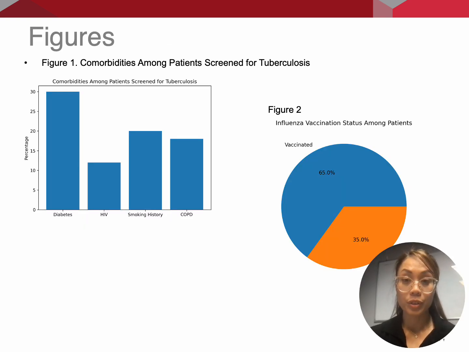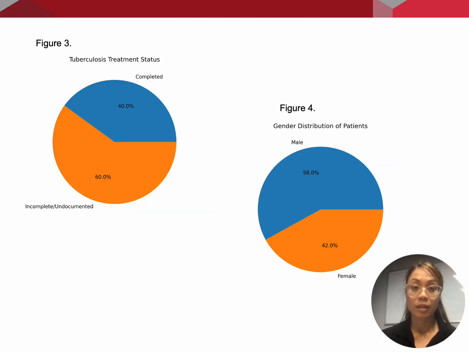Here are figures 1 to 4, which show comorbidities among patients with diabetes as being the highest, as we can see in figure 1. Figure 2 shows influenza vaccination status among patients. Figure 3, TB treatment status, and figure 4, gender distribution of patients.